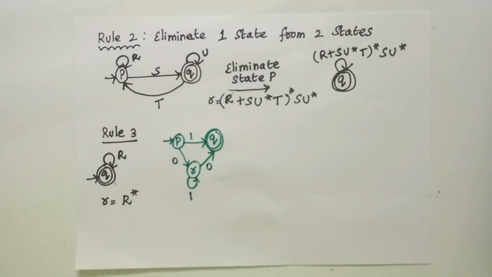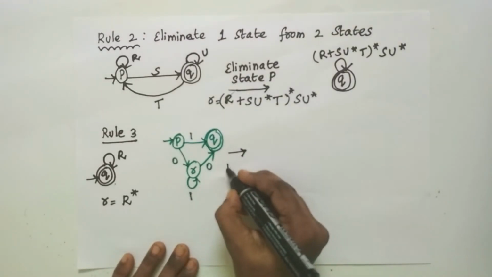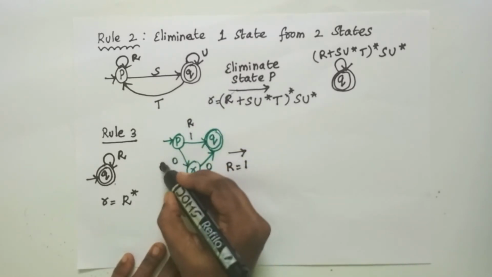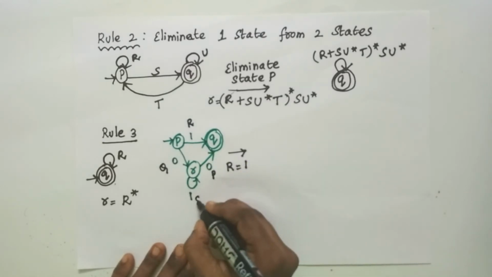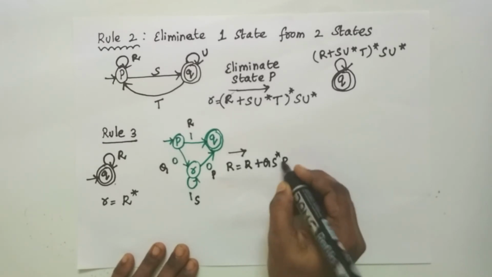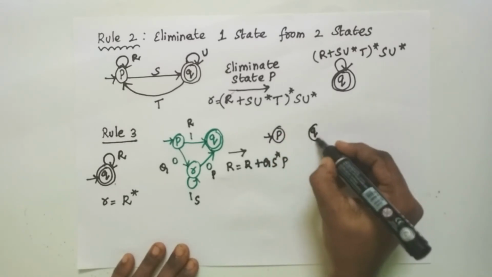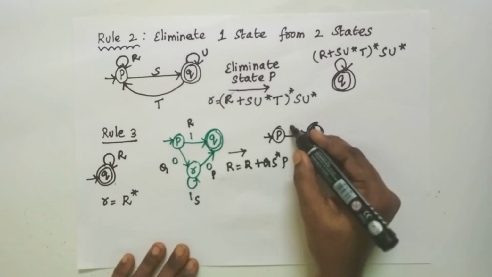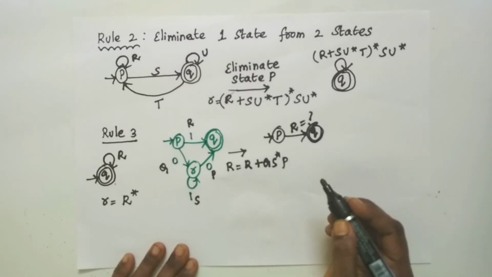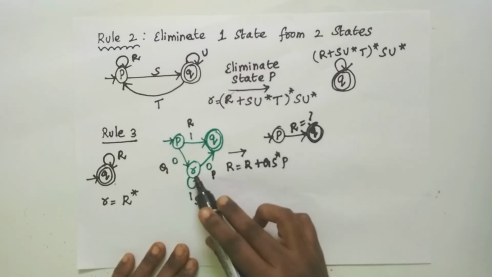So here I am going to eliminate the state R. So for eliminating the state R, here this is capital R. So R equal to 1 here. This is R and this is Q and this is P and this is S. So small r equal to R plus Q S star P. So now this will become the initial state as P and final state as Q, and you need to find this r. So this r can be found by using this formula. So by using this formula, you have to find the regular expression and now you can eliminate the state R.